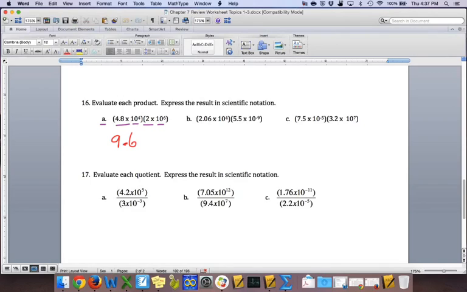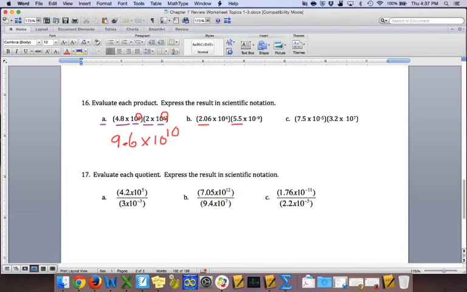And then we put the times 10 to the, like always, and then 4 and 6, the rule is to add those, so that's 10. So 9.6 times 10 to the 10th power. Okay, the same thing applies for part B.